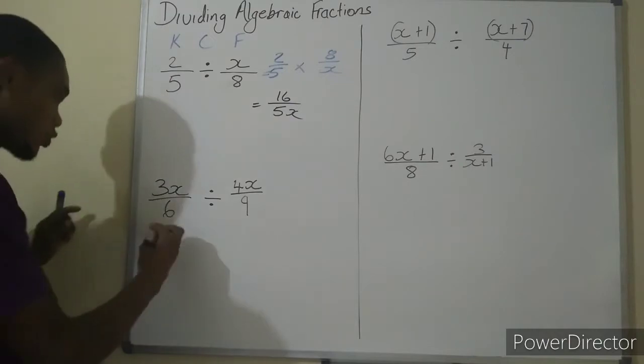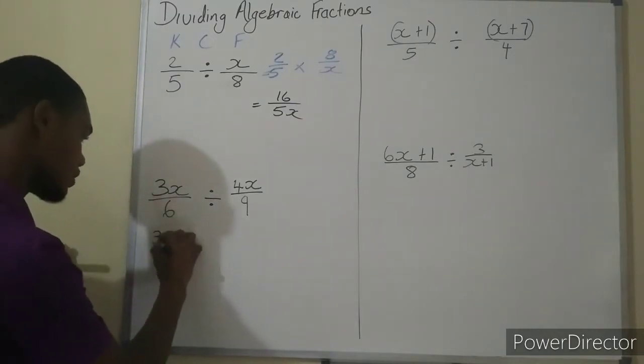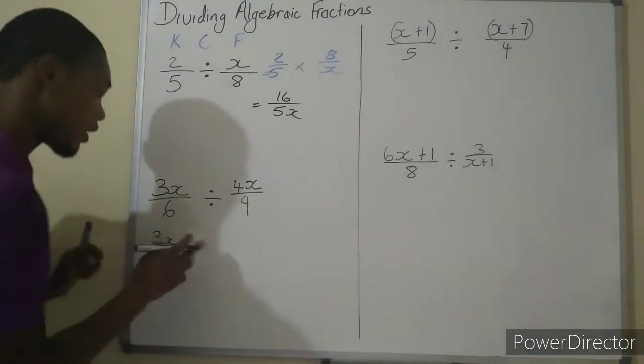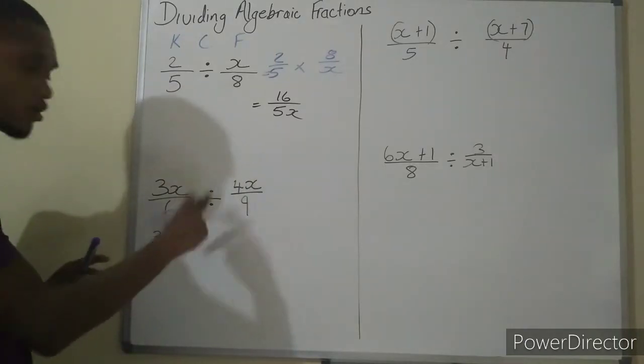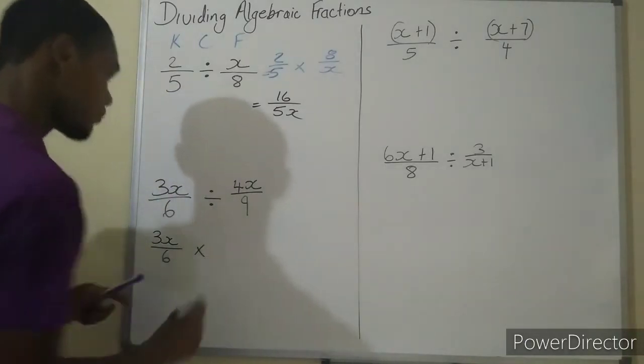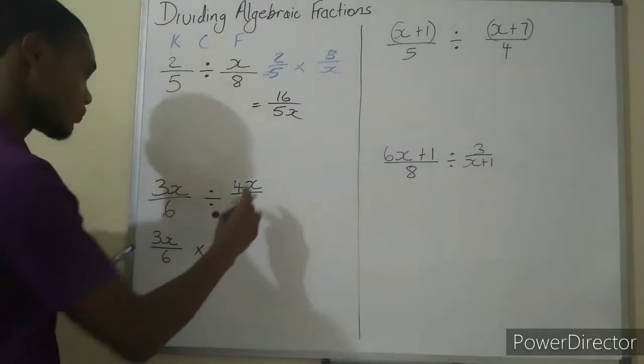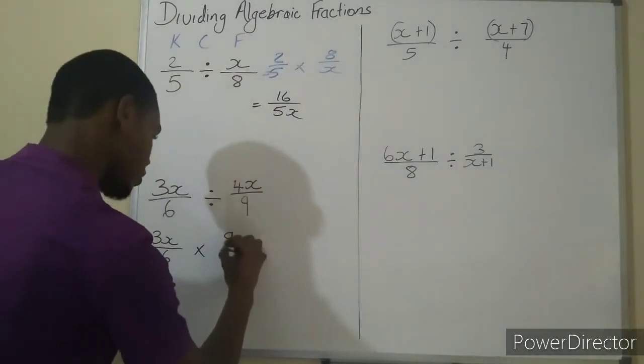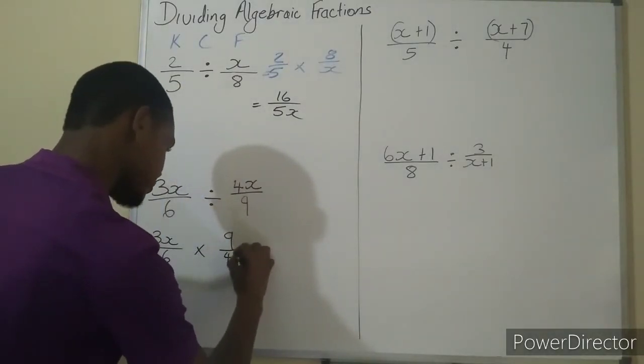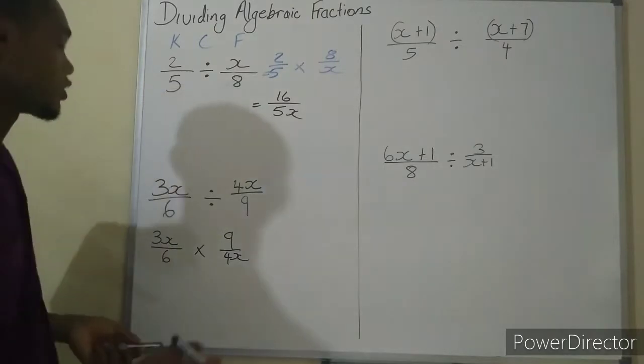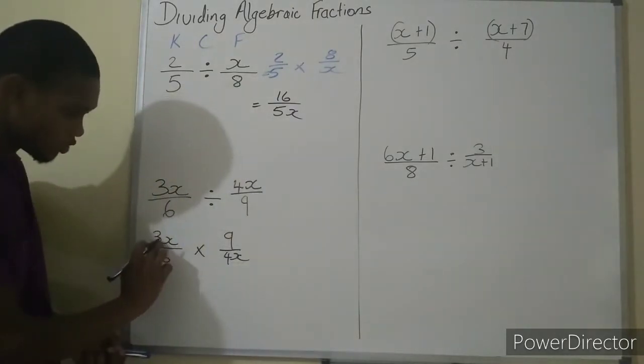Same procedure for this one. Keep, so it would be 3x over 6, change your division sign to a multiplication sign, and then you flip the second one. So it's 9 over 4x. And then you know the procedure, normal multiplication. So it's 3x times 9.